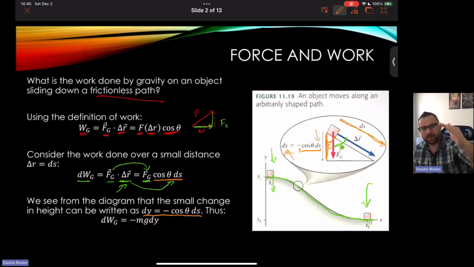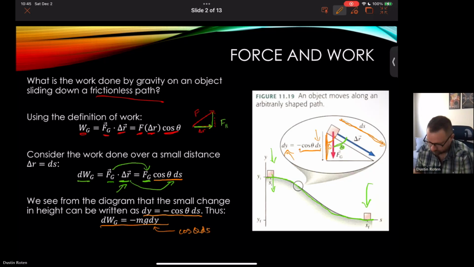So the cosine ds is just the vertical change. So we can actually rewrite our little infinitesimals here as the small change in work equals negative mg dy, okay? Just remember that we use trig to write this differently, but this is still just the cosine theta ds. We just use the trig of the problem to rewrite it.